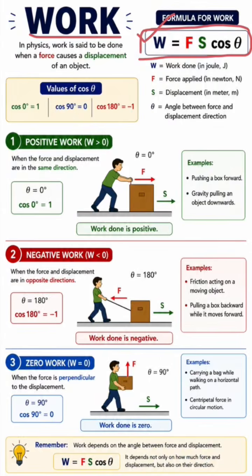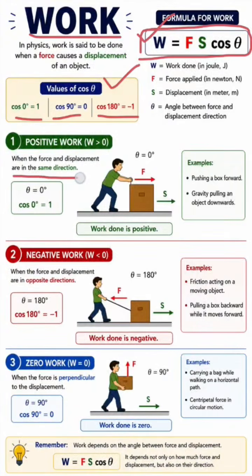Now here is the interesting part, the value of cos theta. The value of cos theta decides whether the work will be positive, negative, or zero. So you just remember these three values of cos theta. Cos 0 degree is equal to 1, cos 90 degree is equal to 0, and cos 180 degree is equal to minus 1. And these three values make the whole concept super easy.